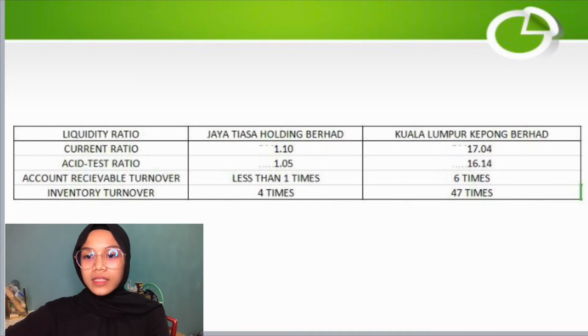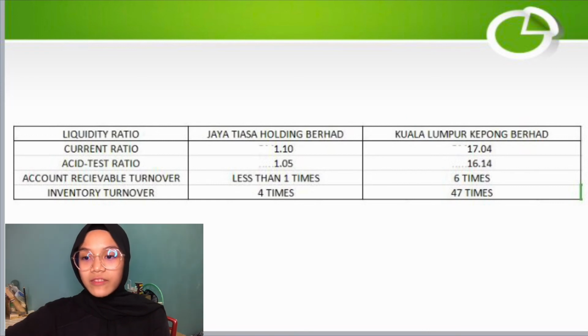Next, the acid test ratio. It uses a firm's balance sheet data as an indicator of whether it has sufficient short-term assets to cover its short-term liabilities. For this one, KLK Berhad still recorded a higher number compared to Jaya Tiasa Holding Berhad. A good acid test ratio is higher than 1. So in this situation, both companies have a good acid test ratio. However, KLK Berhad is considered to be more financially stable.